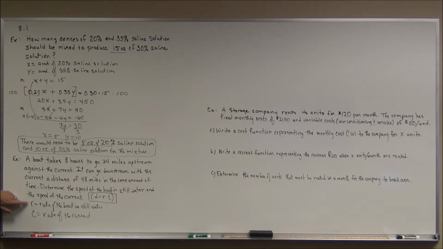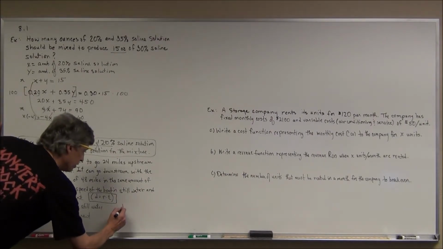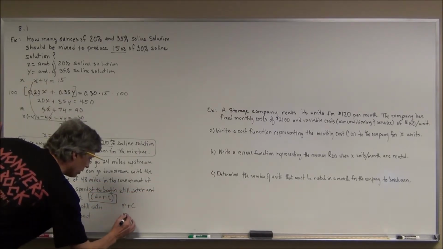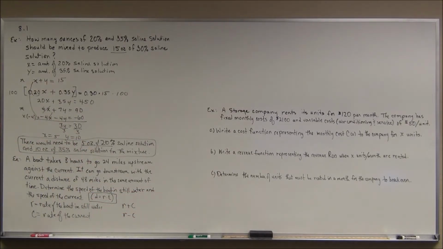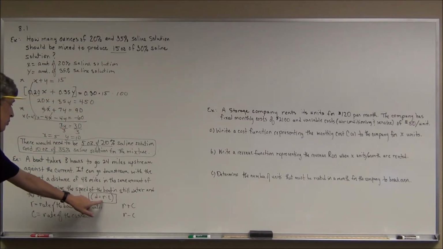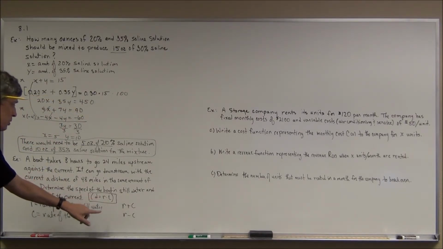So if R is the rate in still water and C is the rate of the current, doesn't that mean that with the current you'd go R plus C because the current's pushing you along, and against the current you would go R minus C because the current's kind of stopping you or holding you back a little bit, slowing the boat. So I'm going to have to finish it up here, but in 3 hours I can go 24 miles upstream. So rate times time equals distance.